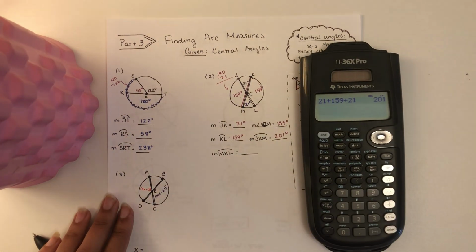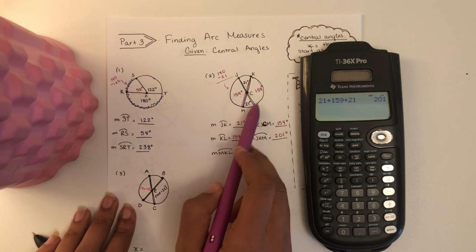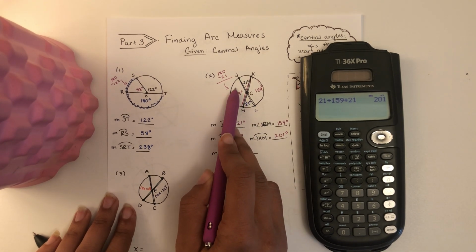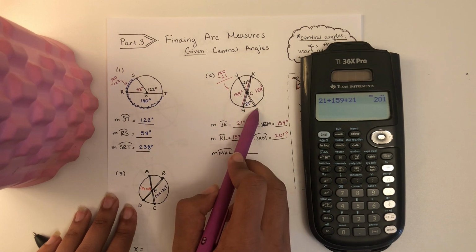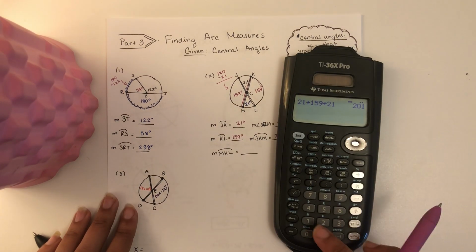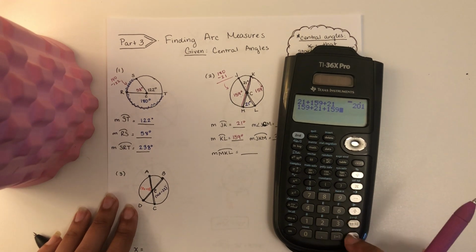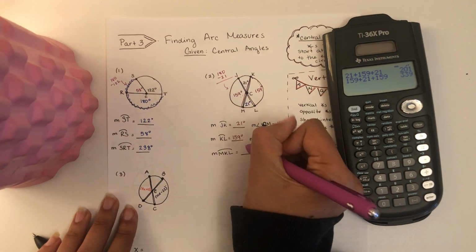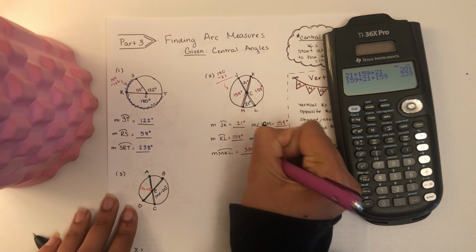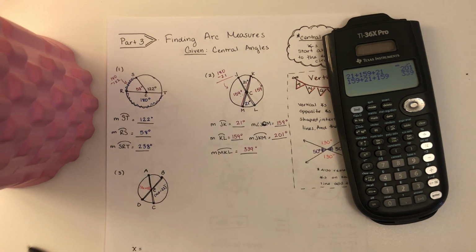Lastly, MKL, another major arc. M to K to L. So MKL. I'm passing 159, 21, and 159. So 159 plus 21 plus 159 is 339. And if you're wondering, yes, you could have just done 360 minus 21. Same answer.